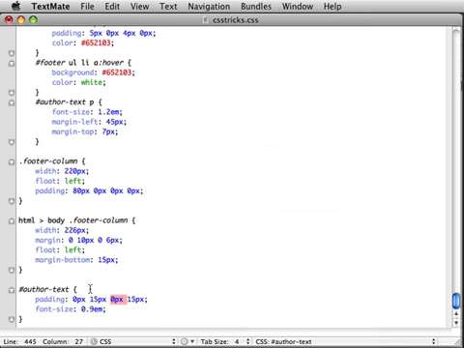The easiest way to remember is it's like a clock. The first one is 12 noon, or top. The second one is right, or 3 o'clock. The third one is 6 o'clock, or bottom. And the fourth is left, or 9 o'clock. So it's just real easy. Just think about a clock and you've got your margin and padding shorthand.